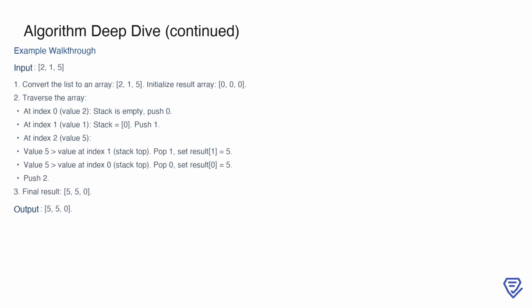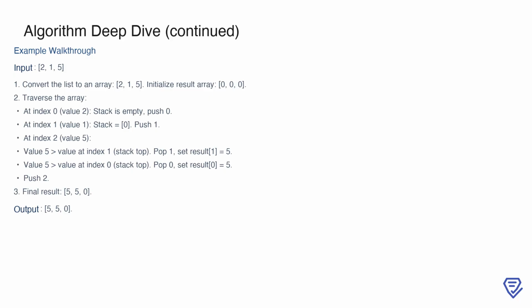Let's walk through an example to see the optimized approach in action. Consider the input linked list 2, 1, 5. First, we convert it into an array 2, 1, 5 and initialize the result array as 0, 0, 0. We then start traversing the array. At index 0, the value is 2. Since the stack is empty, we push the index 0 onto the stack.